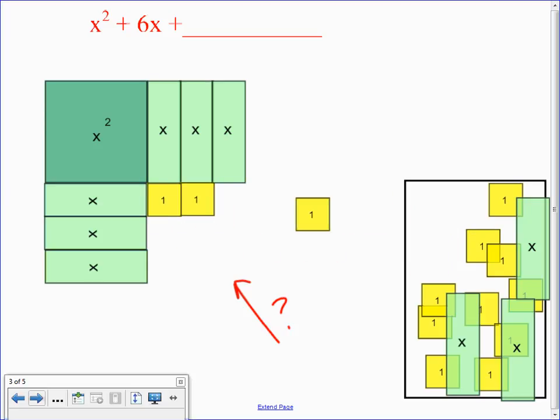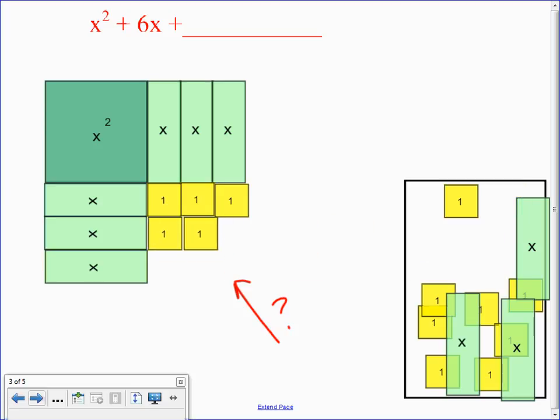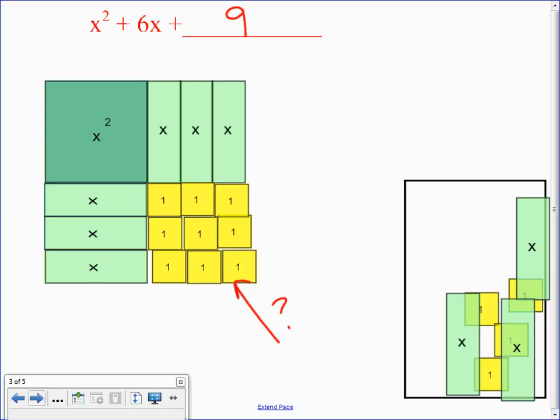Well, let's see. If I place them all over there, you can kind of see what's going to happen. I'd have 3 rows of 3 here. So that means that 9 little ones would need to be placed over here to complete the square. Notice how I had x squared plus 6 x's, and I arranged it so 3 little x's went lengthwise, 3 little x's went widthwise, creating a space of 9 down here that needed to be filled in.